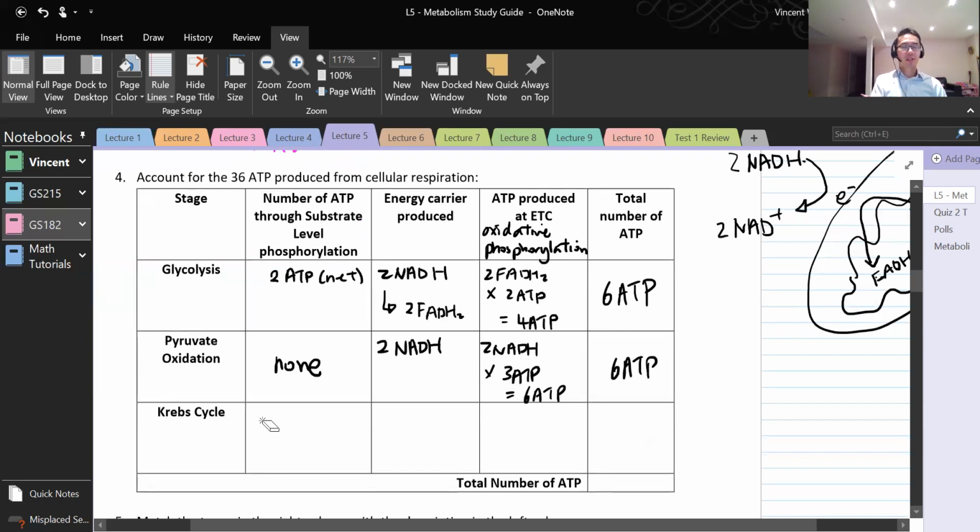Krebs cycle. How many ATPs from substrate level phosphorylation in the Krebs cycle? Look at the little circle thing I draw and a bunch of stuff coming out from it.